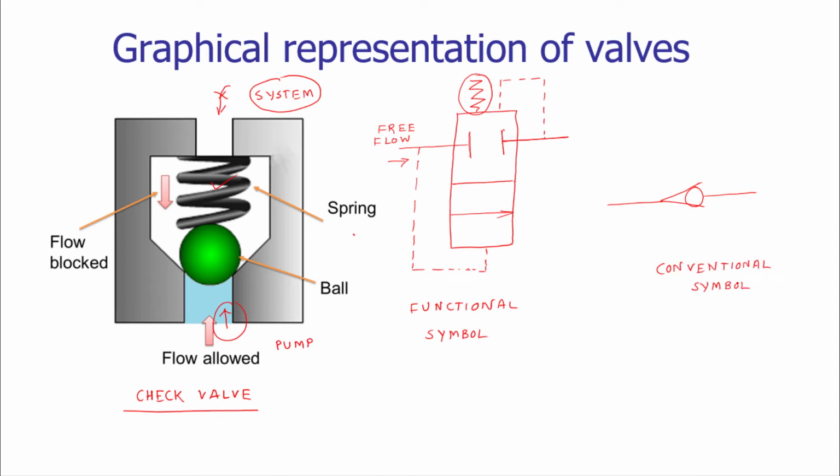It is very tedious every now and then to use such a complex representation in the hydraulic circuit. It will consume a lot of space, and it may lead to confusion as well. Therefore we are using a simplified representation in this way. This arrow designates that there is a blockage, and from left to right the flow is allowed. This is the free flow. However, from right to left the flow is blocked.